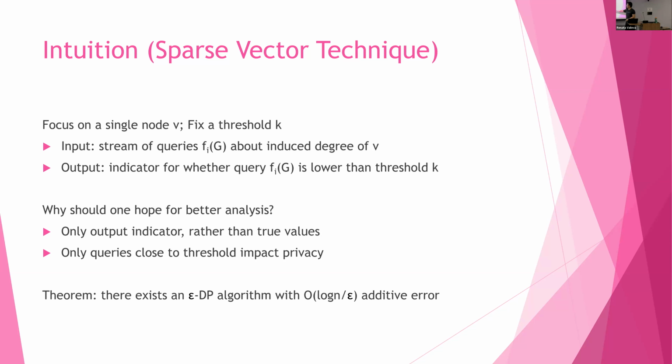What do I mean by additive error here? Our outputs are a sequence of indicators. Suppose that your query is really far from the threshold, like way higher than the threshold, then you never make a mistake. It's only when the query is really close to the threshold, within some log n of the threshold, that's the only scenario where your algorithm might make a mistake. So you only have this log n error in answering this query.